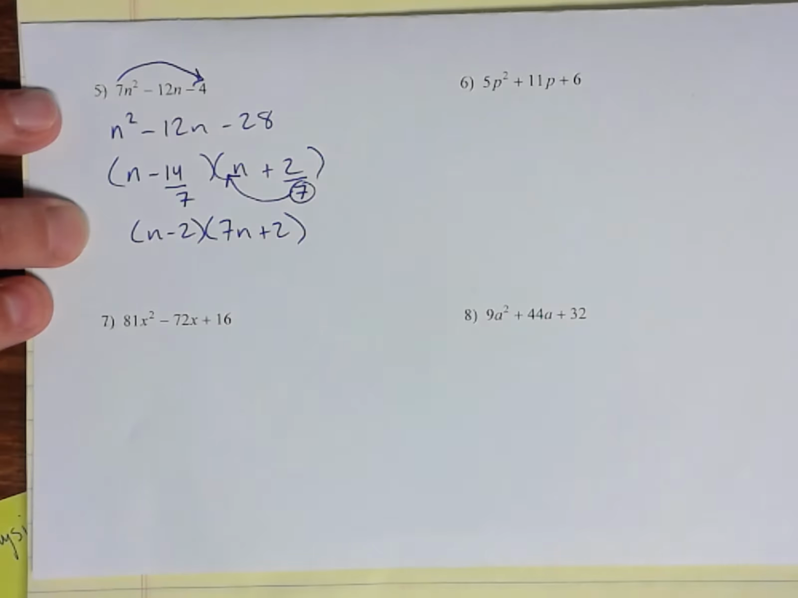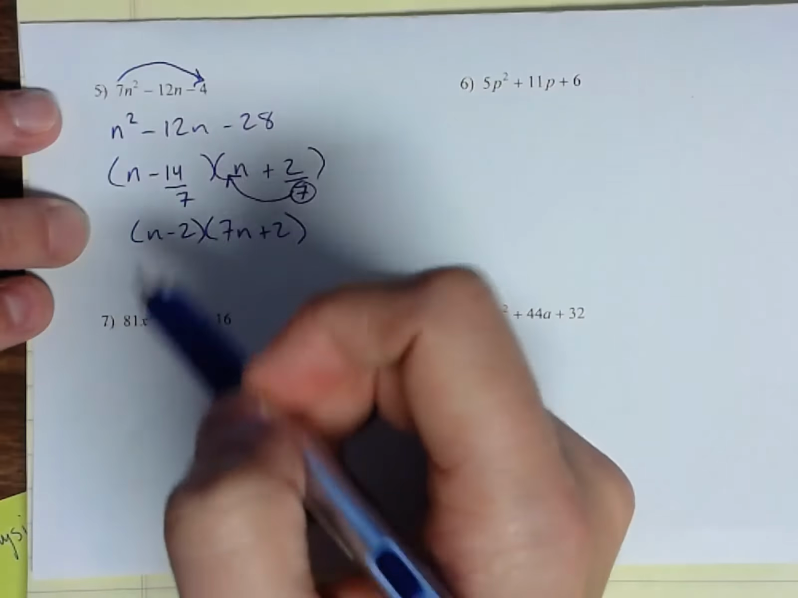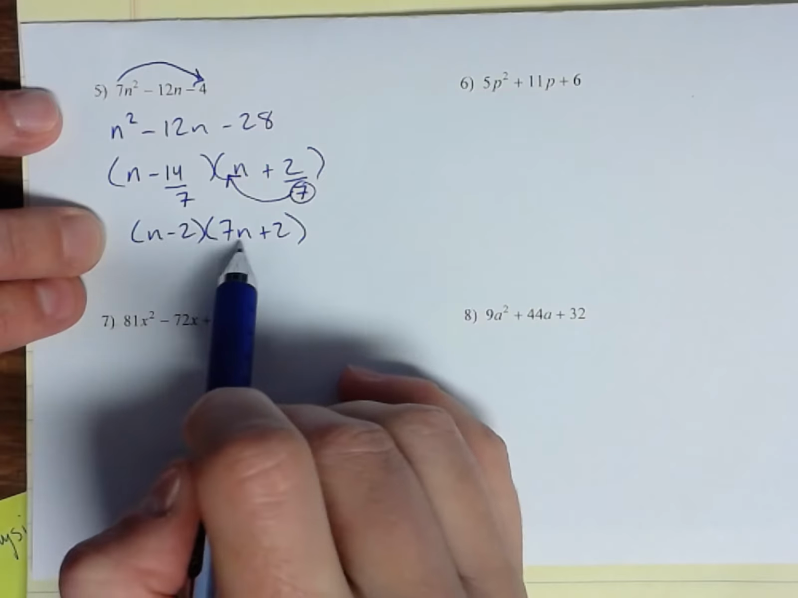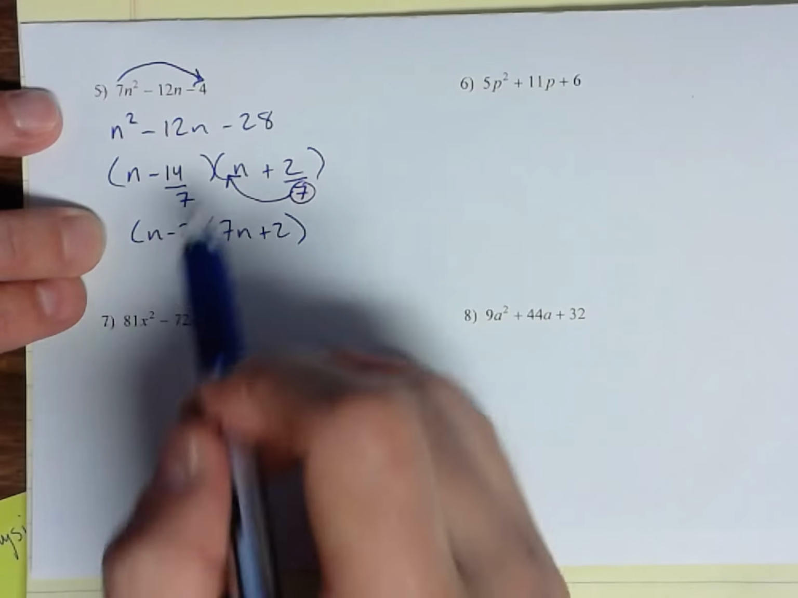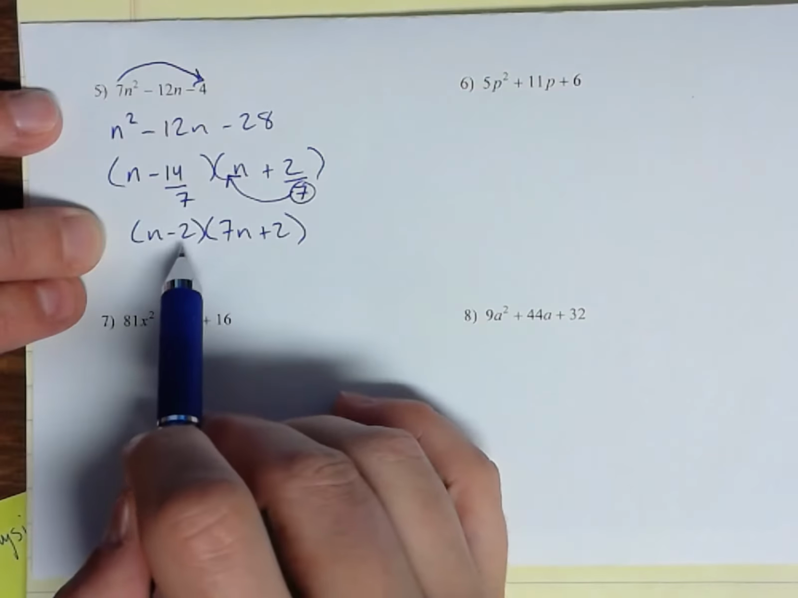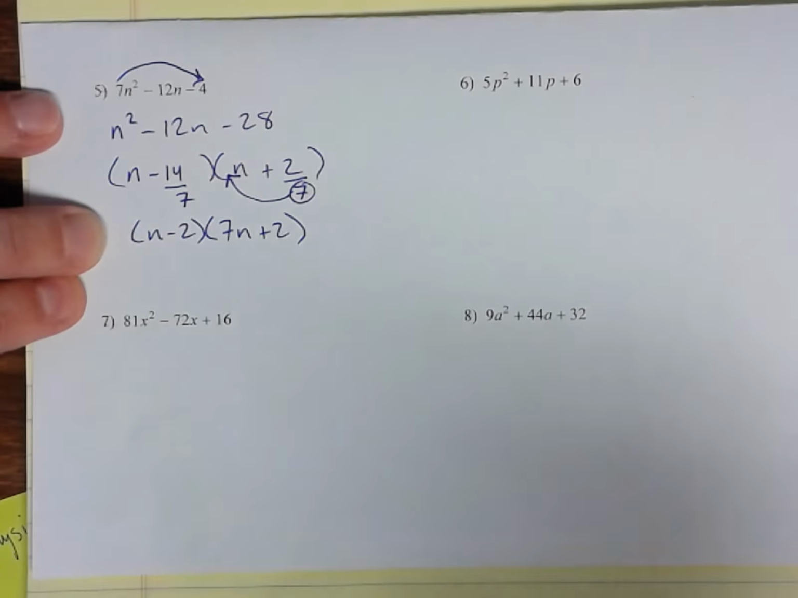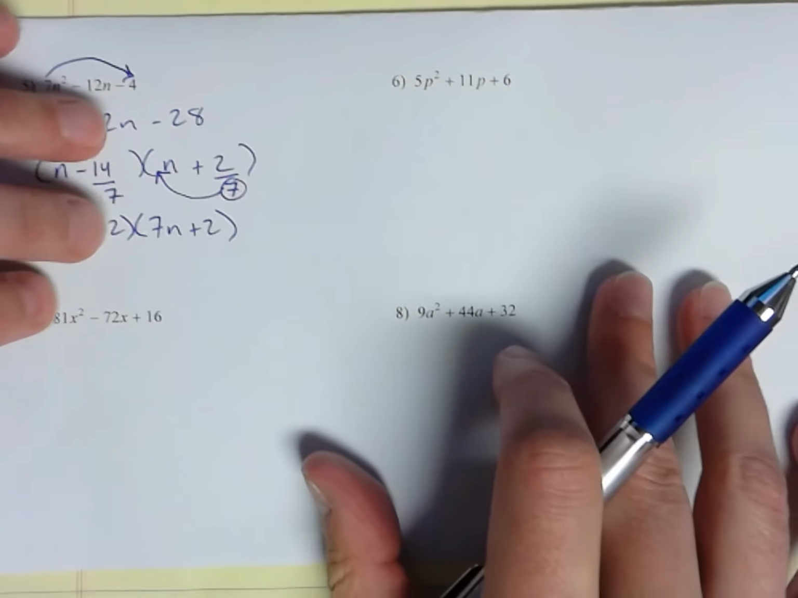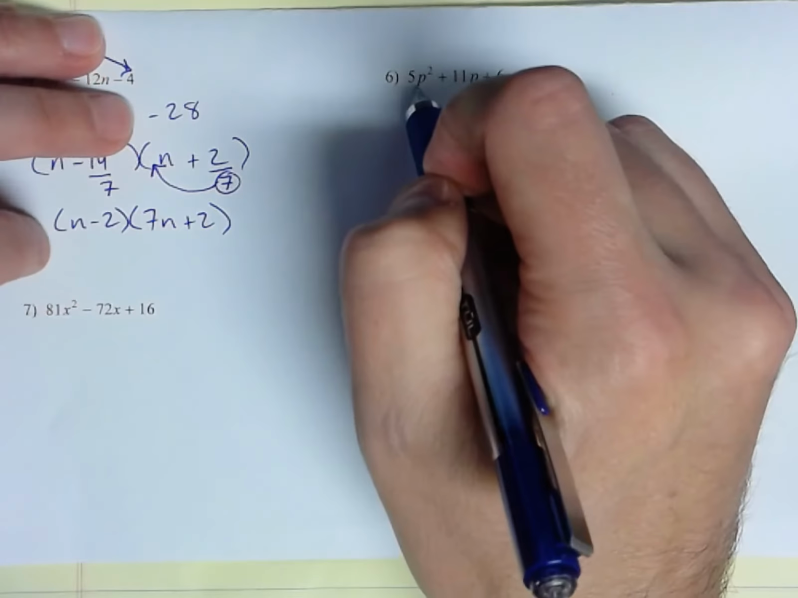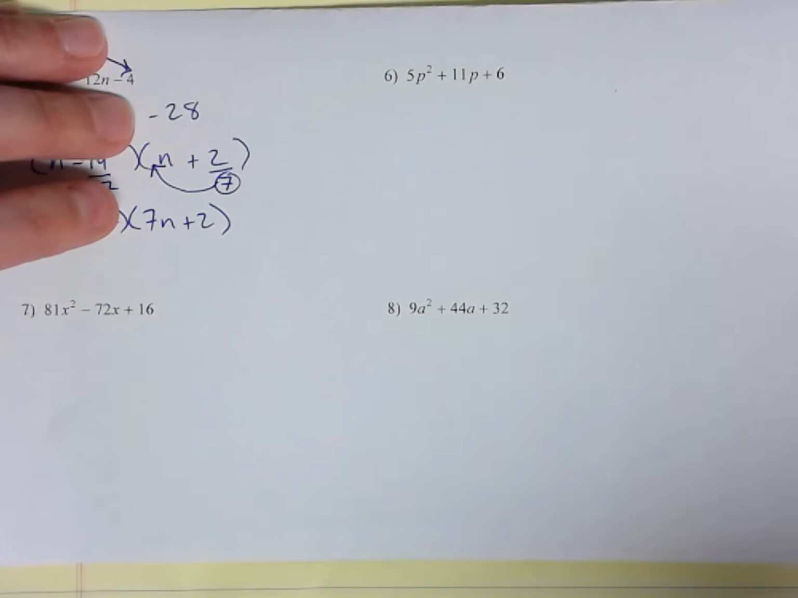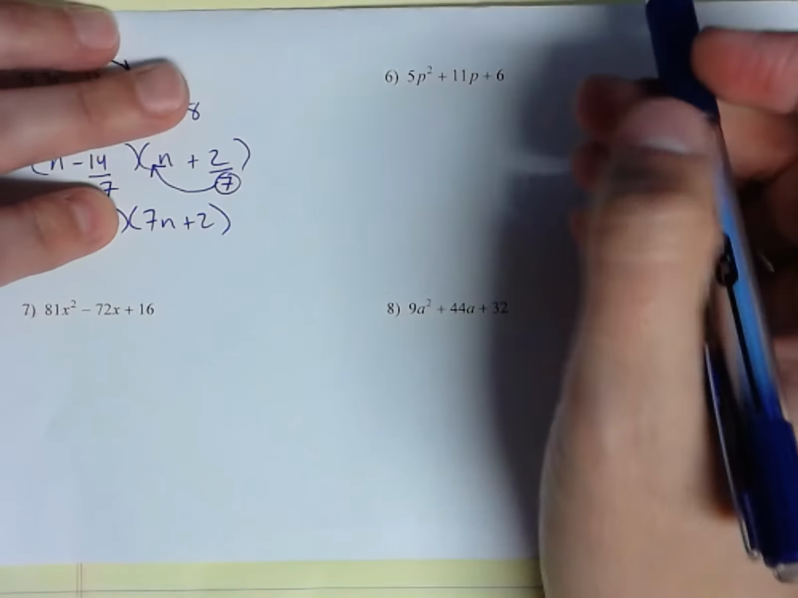Now that may look a little complicated, but once you have it down, it's a slick little method to work with these. So n times 7n, 7n squared. We got minus 14n plus 2n. There's our negative 12n. Negative 2 times 2, there's our minus 4. Okay, let's try the next one. Similar deal. And again, there's different methods you can do this. This is just one method that I've found success with and students like.